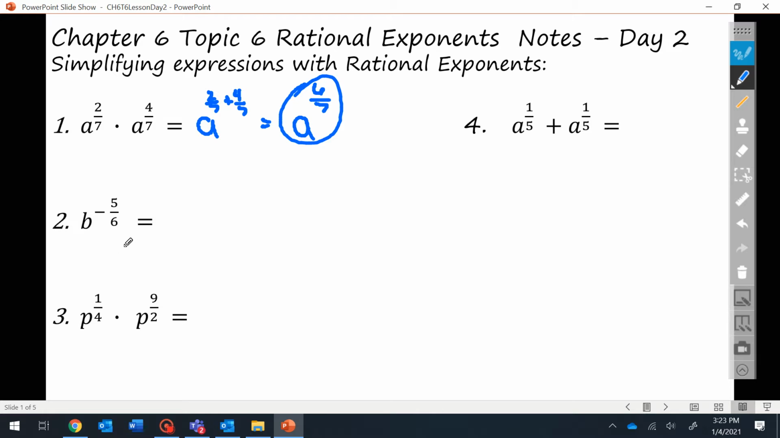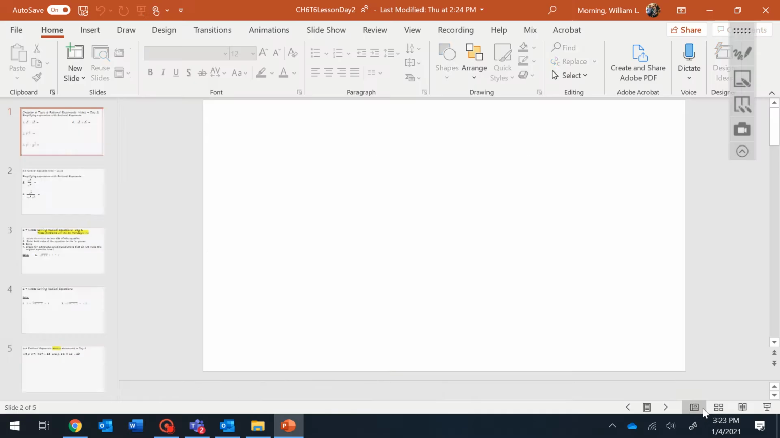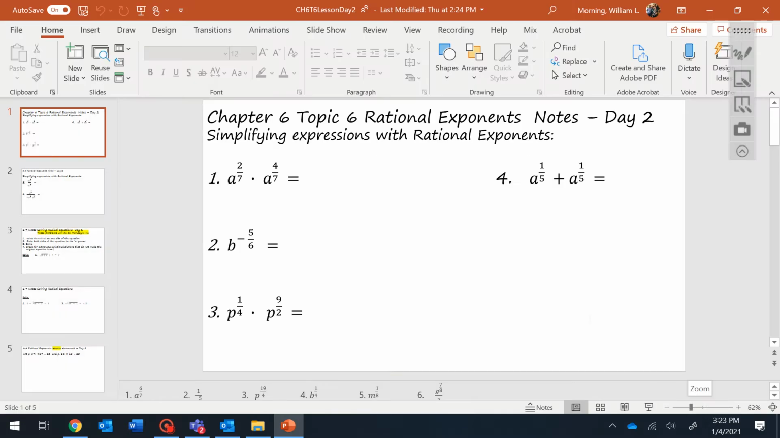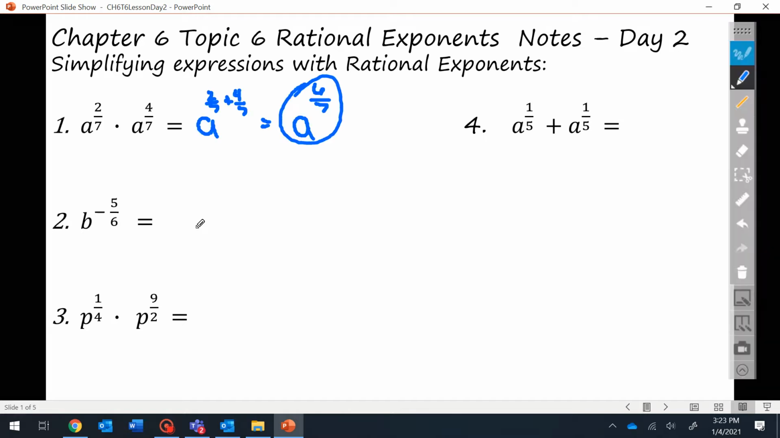Number 2, b to the negative 5/6 power. I just need to write this in the proper form. It's not supposed to have a negative exponent, so I'll put it in the denominator so that it will have a positive exponent. So b to the 1 over b to the 5/6 power.